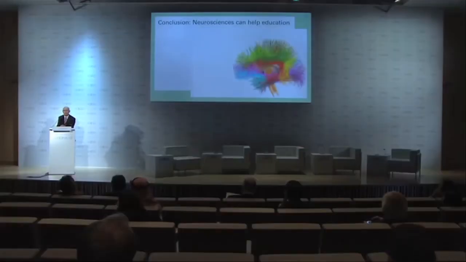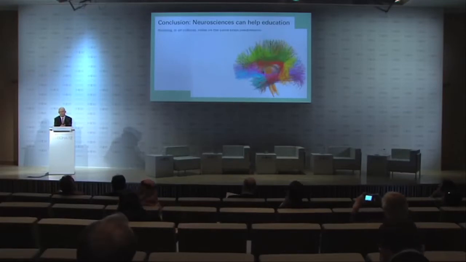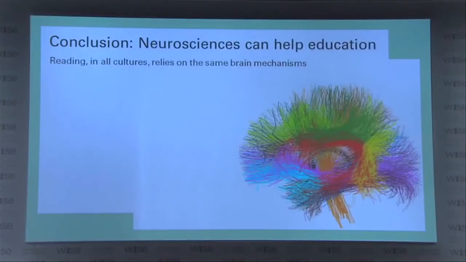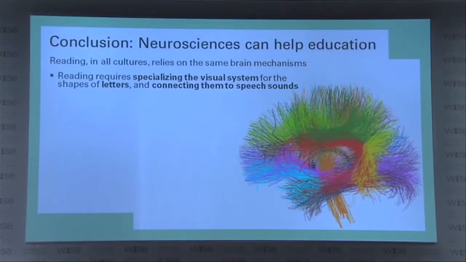A few words of conclusion, a few slides of conclusion. I think neurosciences can help education. We understand now a lot about reading, and we understand that in all cultures, there is not so much variability. We always have the same brain mechanisms. Reading always requires specializing the visual system for the shape of letters and connecting them to speech sounds, even in Chinese, by the way. There are no letters, but there are characters, and some of them map statistically to the sound.